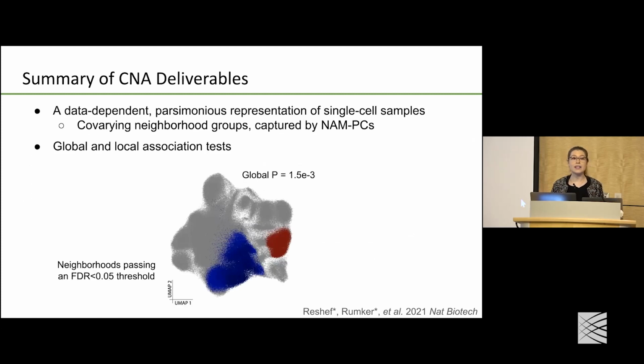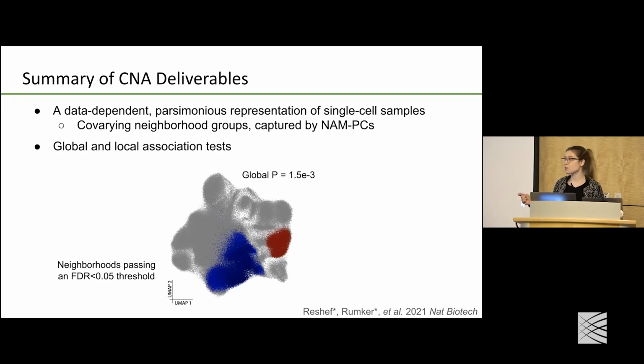But overall, here is what CNA is offering to us. First, this unsupervised deliverable, a data-dependent and parsimonious representation of our single-cell samples, which are our covariant neighborhood groups as captured by the NAM PCs. The second is the opportunity to perform supervised analysis with this representation. And that analysis offers you both global and local association tests.